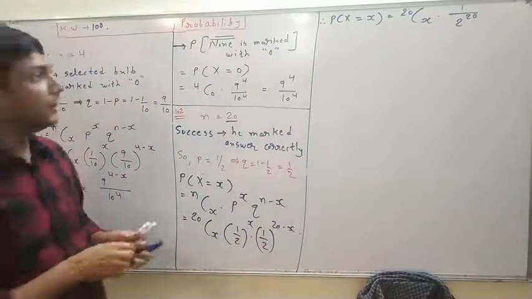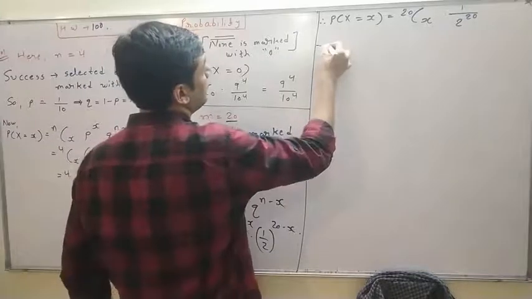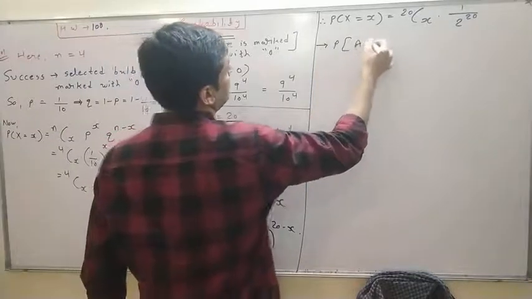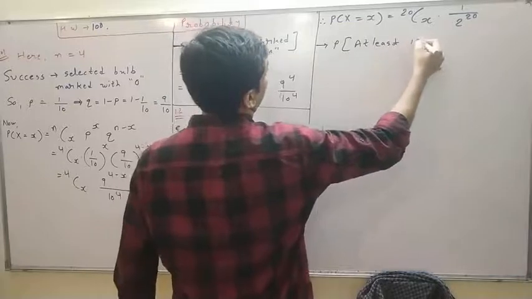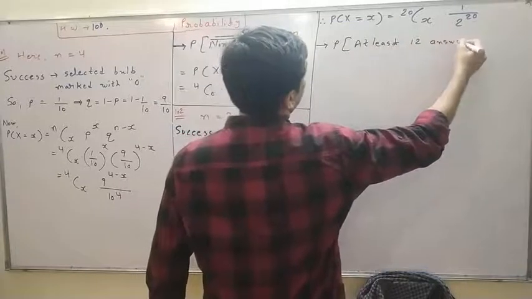Now we have to find the probability of at least 12 answers being correct.